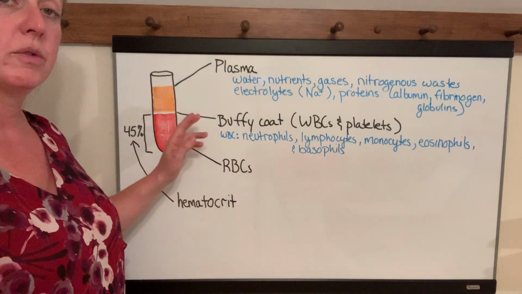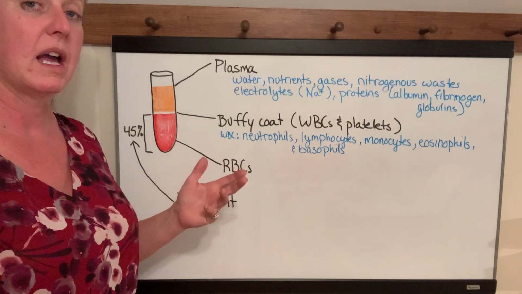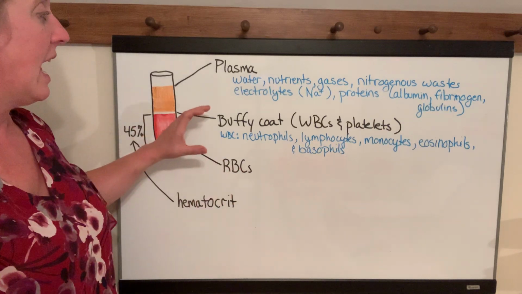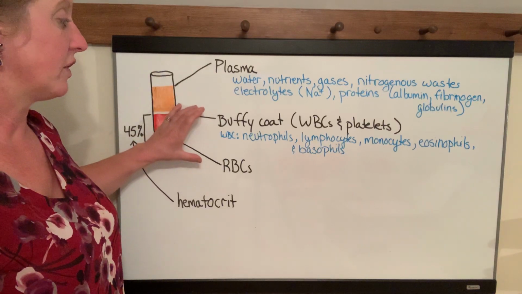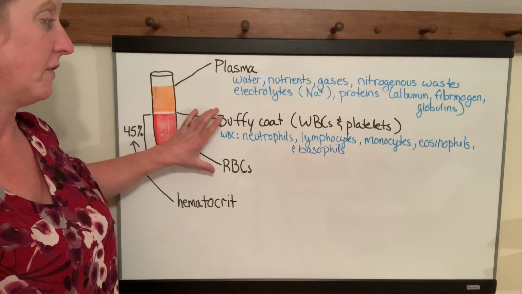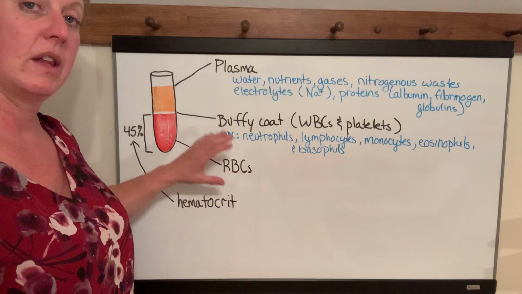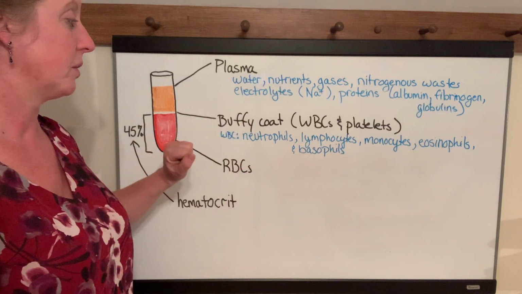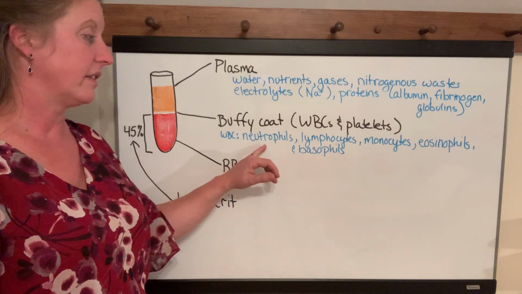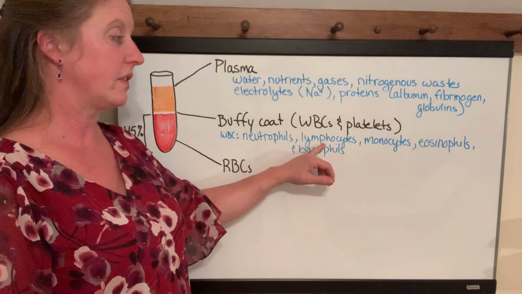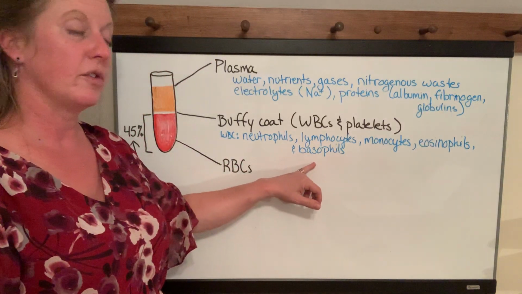Now, in the buffy coat, we have 2 types of what are called formed elements. Actually, let me say that first. We have the plasma, and then anything that is bound by a membrane is known as a formed element. So the buffy coat, which contains white blood cells and platelets, as well as the red blood cell layer, these are all of the formed elements of the blood. The white blood cells consist of neutrophils, lymphocytes, monocytes, eosinophils, and basophils.